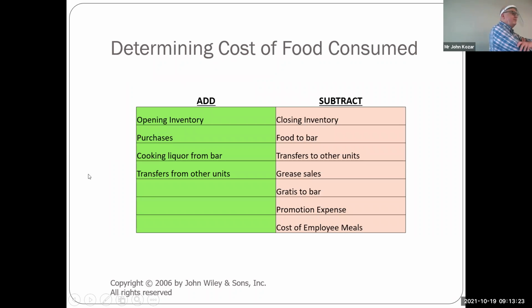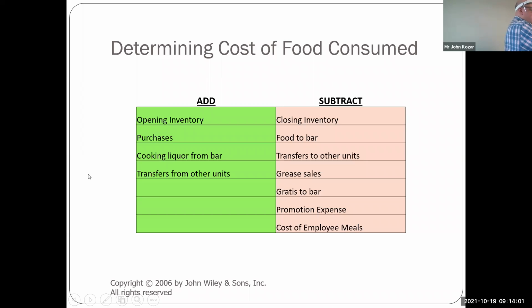Okay, so we need to determine the cost of food consumed by people who are paying us full price for it. There are a lot of other things that happen to the food in the restaurant, but we need to figure out the actual cost of the food that the guests are paying for. So there's a list of things that we add together, which would be our opening inventory and our purchases.